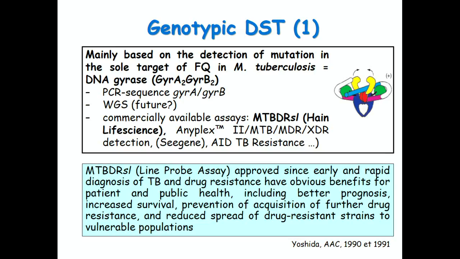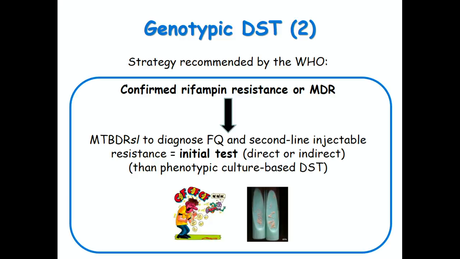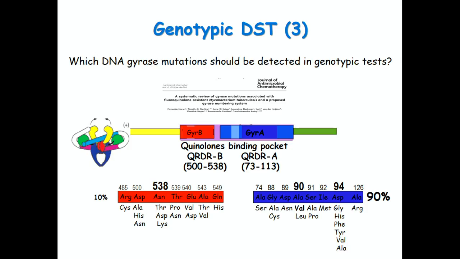One of those assays, a line probe assay, the MTBDRsl test, has been recently approved by the WHO, especially because it has obvious benefits for patients and public health. The strategy now recommended is that for each confirmed rifampin resistance or MDR, this test should be done as the initial test to diagnose resistance to fluoroquinolone and also second-line injectable drugs.